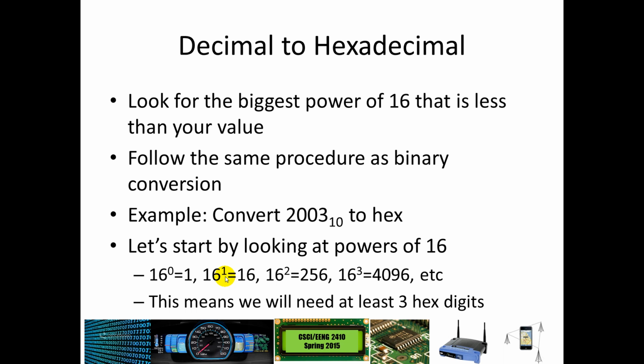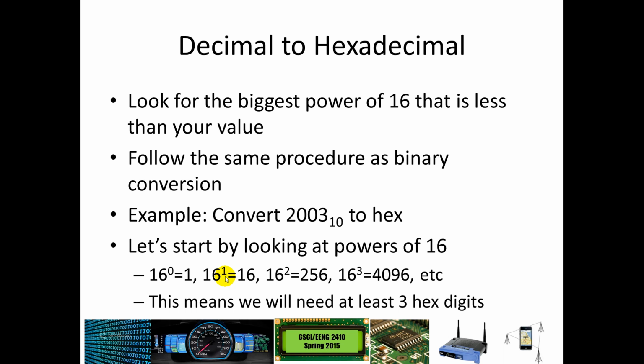So let's first look at a decimal to hexadecimal conversion. Let's look in this example at trying to convert 2003 base 10, or decimal, over to hexadecimal. You may also see hex used as a shorthand for hexadecimal. Oftentimes computer scientists and computer engineers will refer to hex instead of the full hexadecimal.